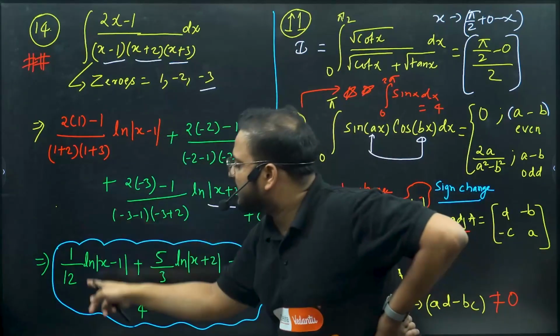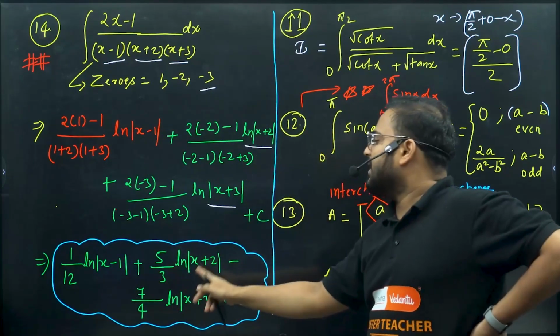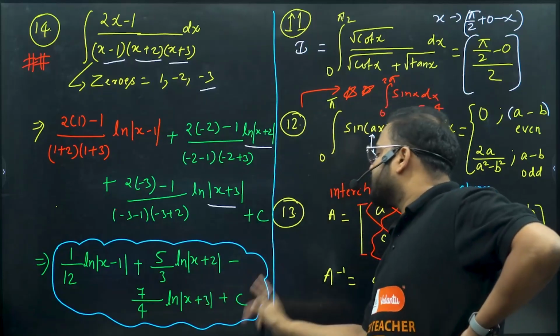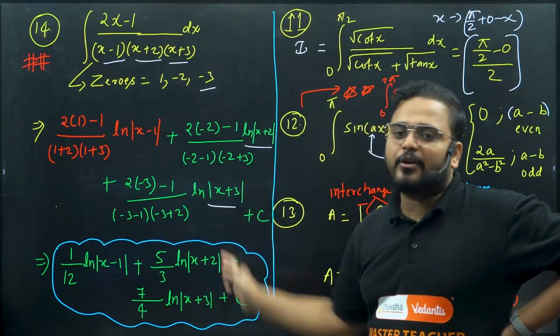If you simplify this, you get the result of 1 by 12 ln of x minus 1, minus 5 by 3 ln of x plus 2, plus 7 by 4 ln of x plus 3, plus c. Solve it, simplify, and you get the result.